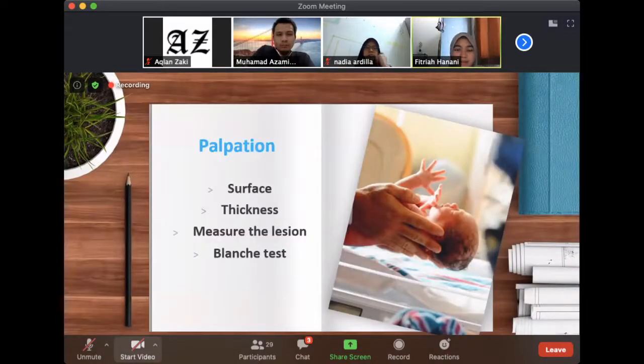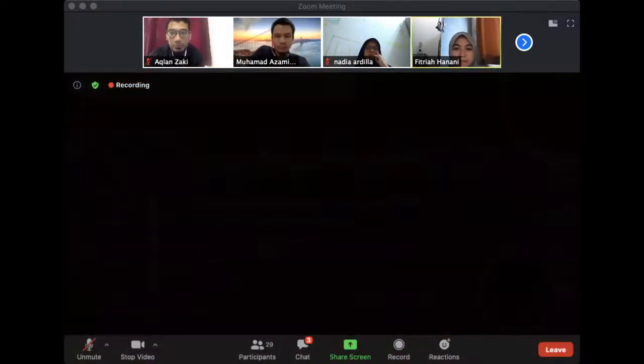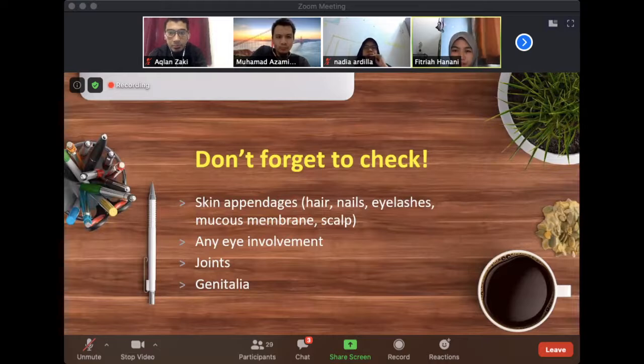We need to know whether the rash is flat or raised, so palpate the surface of the rash. We can also measure the lesions using a ruler. For any hemorrhagic lesion, we can do a blanch test. It could be a blanching rash or a non-blanching rash. Don't forget to check, even though it is a rash presentation.